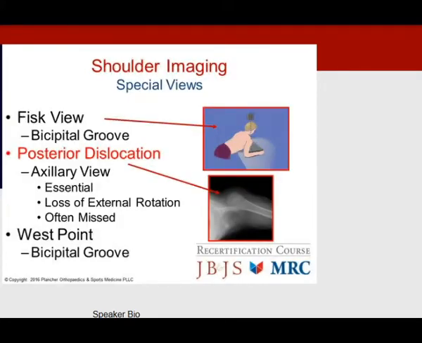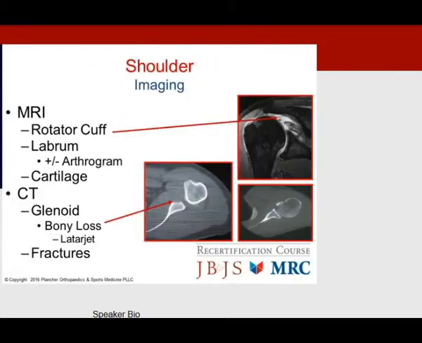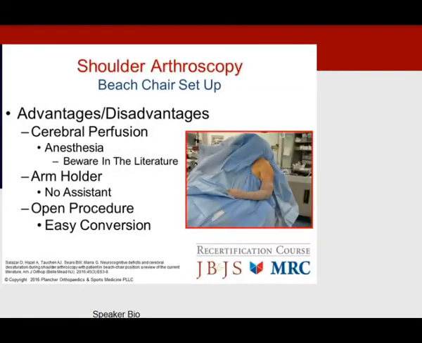The posterior dislocation in the emergency room is often missed, and you can help yourself and your colleagues by obtaining this axillary view or realizing the loss of external rotation seen when the patient presents. Imaging is helpful with advanced conditions, like rotator cuff deficiencies, with an MRI. And when you detect labrum or cartilage lesions, and if you have a bony lesion, always think about the CAT scan to help you detect the amount, determining perhaps if you're going to go forth with a Latarjet or investigating a fracture.